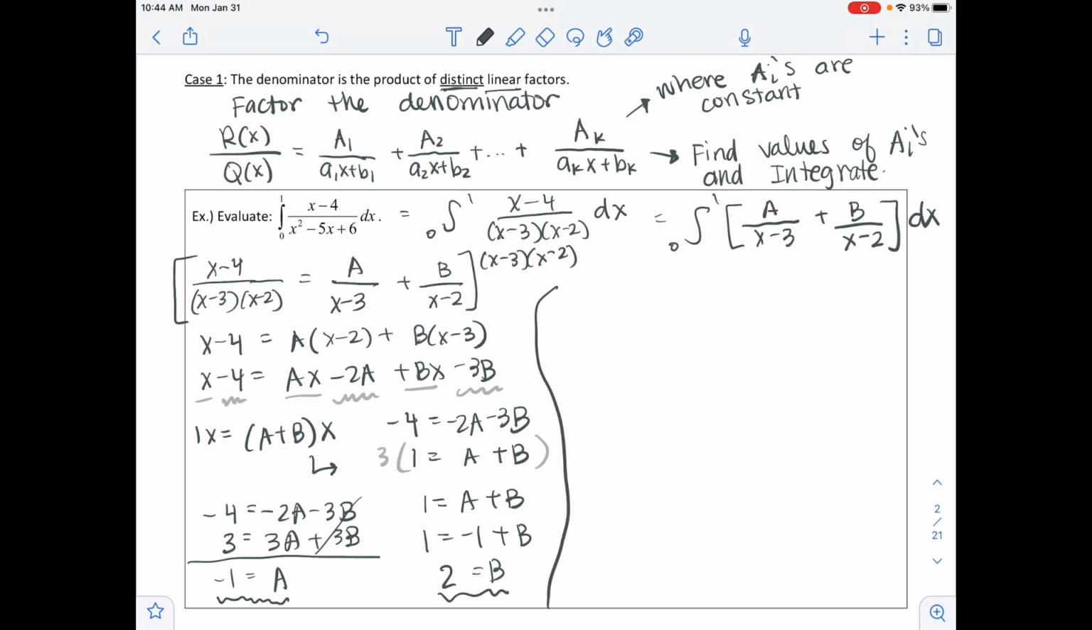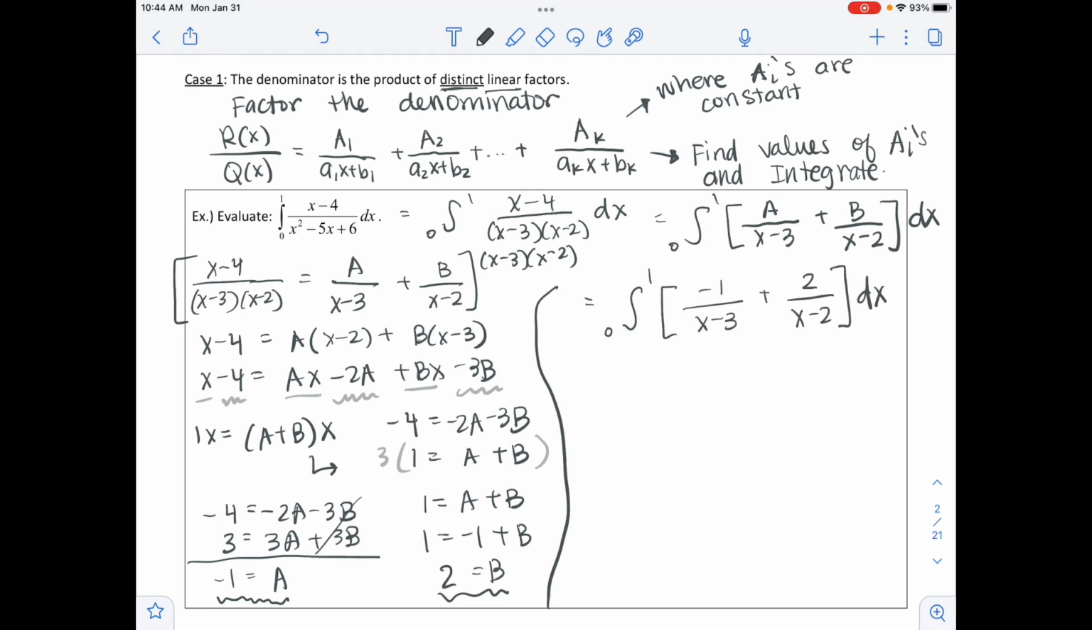And this allows me to rewrite my integral as the integral from 0 to 1. And instead of it being A over x minus 3, I'm going to have negative 1 over x minus 3 plus B over x minus 2, but B is 2.